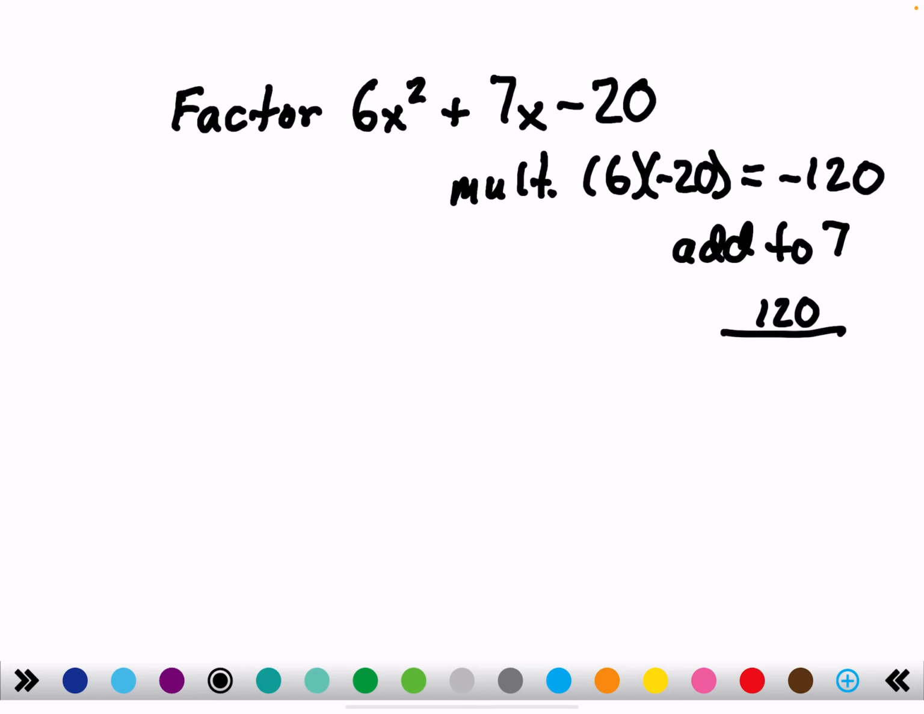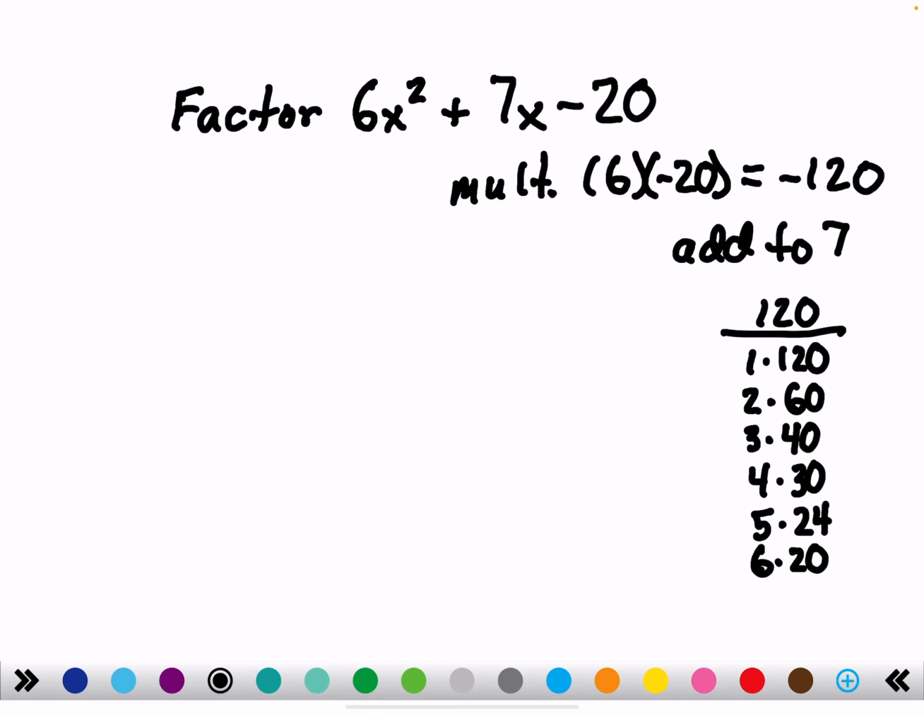So let's think about pairs of numbers that multiply to 120. Well, 1 times 120, too big. 2 times 60, 3 times 40, 4 times 30, 5 times 24, 6 times 20, 7 does not evenly divide 120, and then we have 8 times 15, bingo, those two are 7 apart or have a difference of 7 between them.